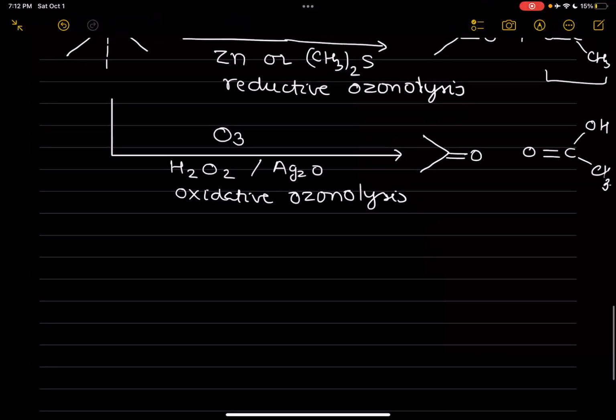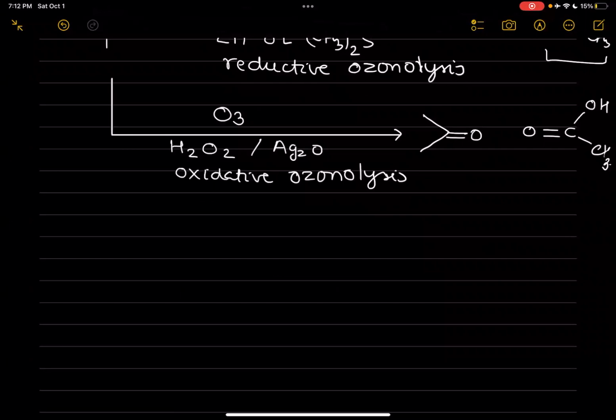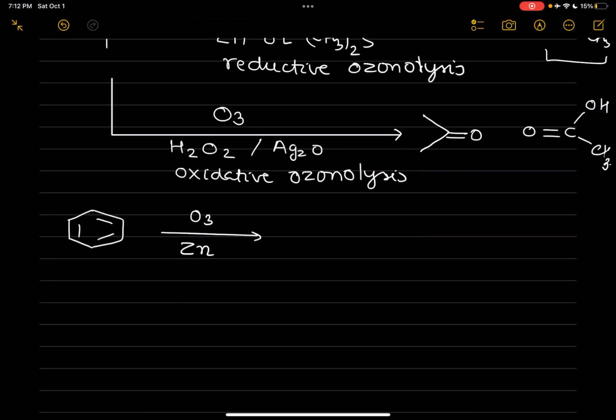For example, what products are you going to get for the ozonolysis of benzene, O3 zinc? And how many moles of ozone will be required for 1 mole of benzene? Yeah, tell me.